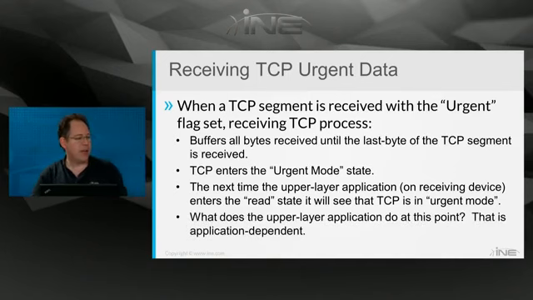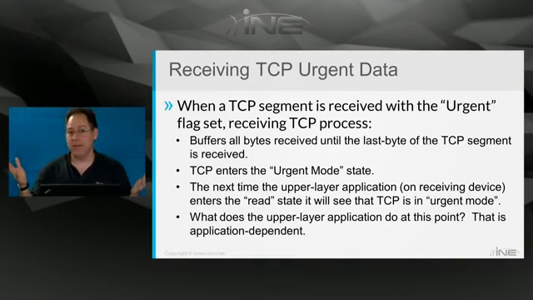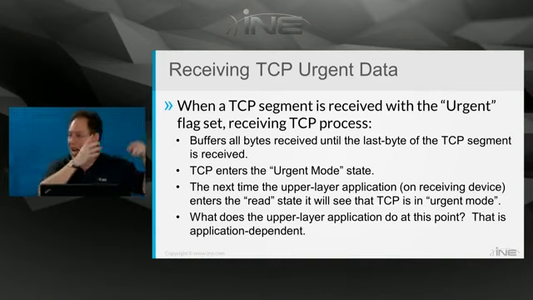What does the upper application do at this point? That is application dependent. And this is the real weird thing. So really, this whole urgent data, urgent pointer, the TCP specification itself doesn't say what you're actually supposed to do about it. It doesn't affect the creation of a segment. It doesn't affect how fast that segment goes out onto the wire.